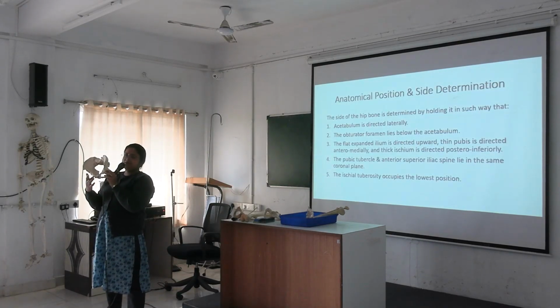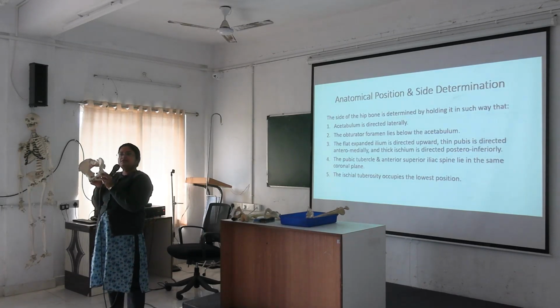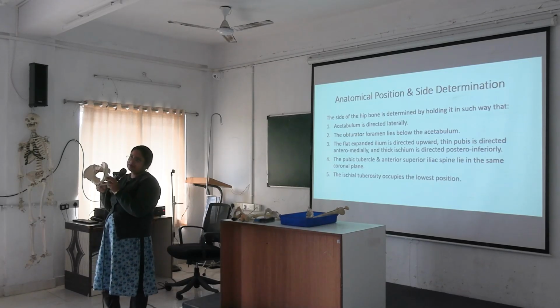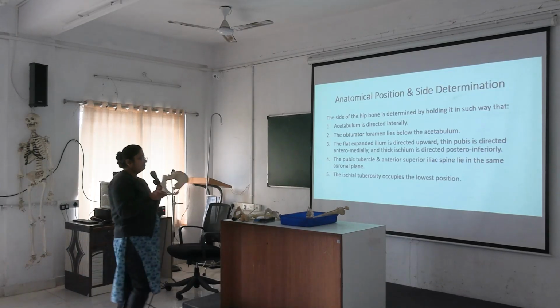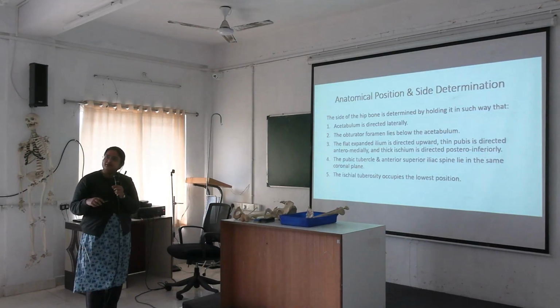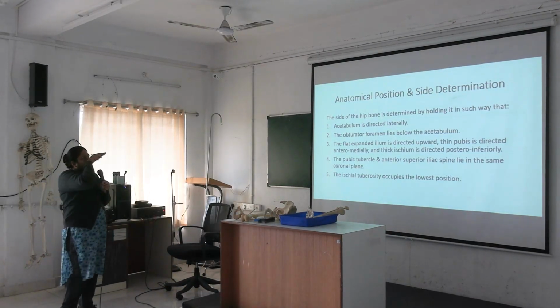Mainly, the pubic tubercle and anterior superior iliac spine will lie in the same coronal plane. And the sacrum is placed like this, as if it is stooping forward. This concave surface is directed downward. Understood? So this will be the anatomical position of the pelvis, very frequently given in your viva table. So you will be able to hold it in anatomical position.